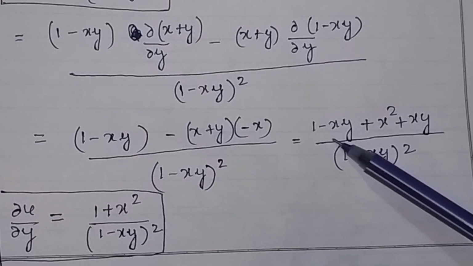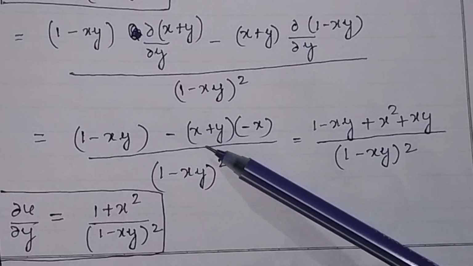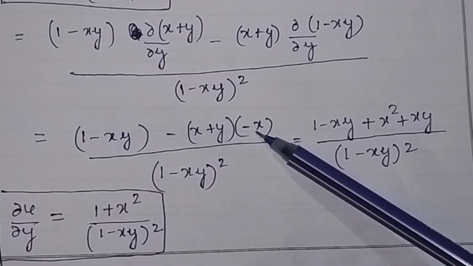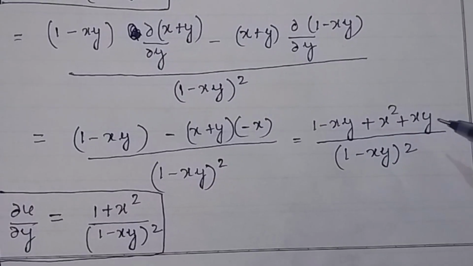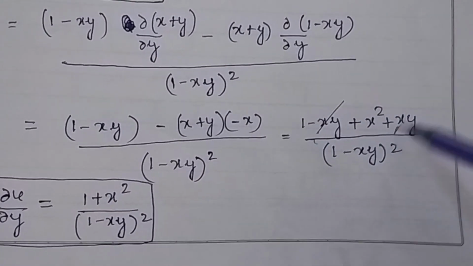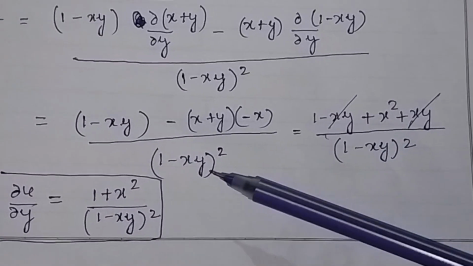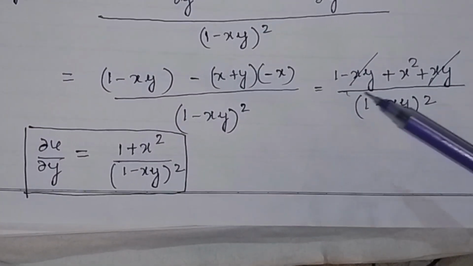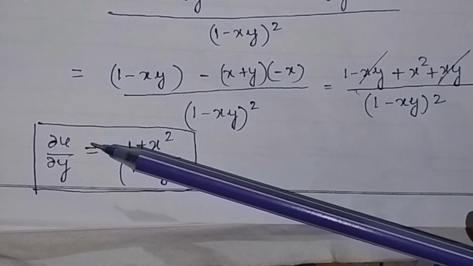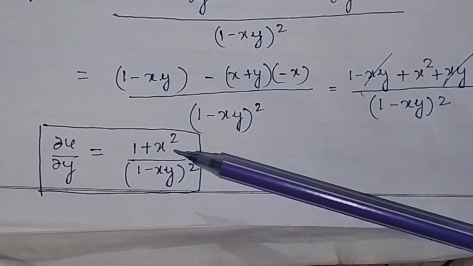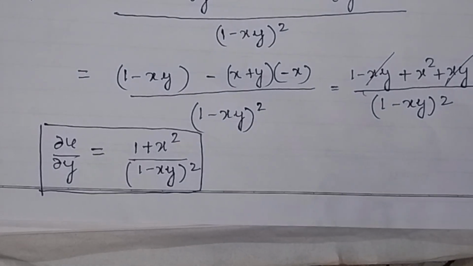So in the numerator you have 1 minus xy, then minus times minus gives plus, so x into x is x square, x into y is xy. So here you have 1 minus xy plus x square plus xy. So minus xy plus xy cancels, giving 1 plus x square divided by (1 minus xy) whole square. So the partial derivative of u with respect to y is equal to (1 plus x square) divided by (1 minus xy) whole square.